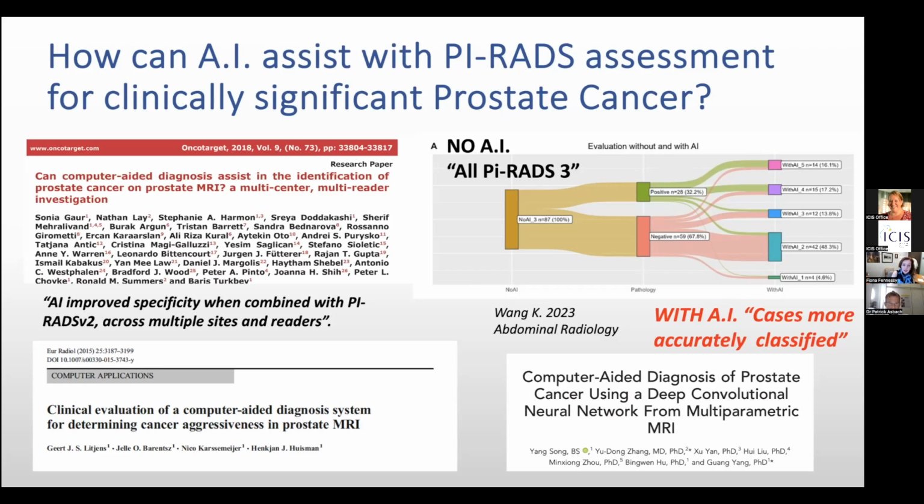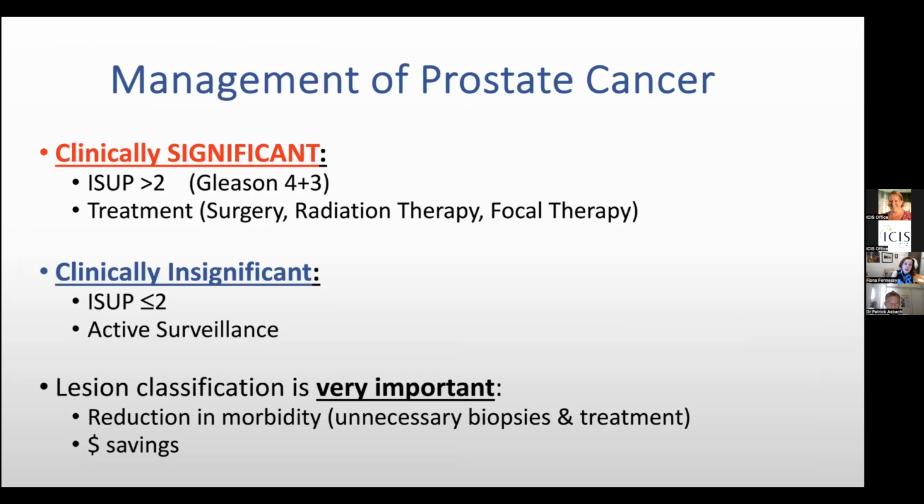And this is important because, again, once the ISUP criteria is greater than 2, that is a Gleason 4+3, the patient needs to be treated either with surgery, radiation therapy, or focal therapy, depending on the case in question. And then those that are clinically insignificant, we don't necessarily have to worry about them. So lesion classification is really important for reduction in morbidity, getting rid of unnecessary biopsies and treatment, and then in cost savings.